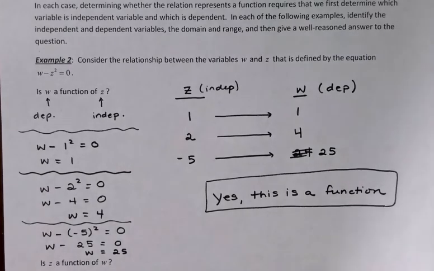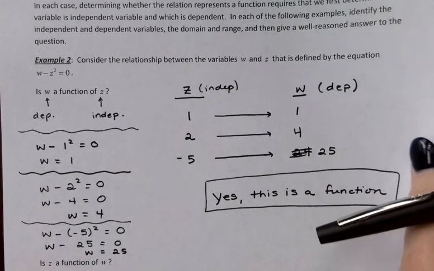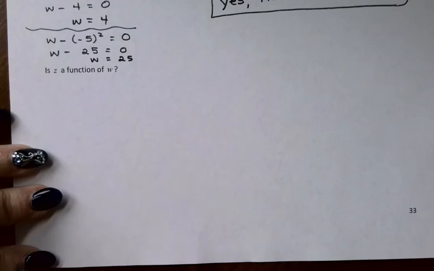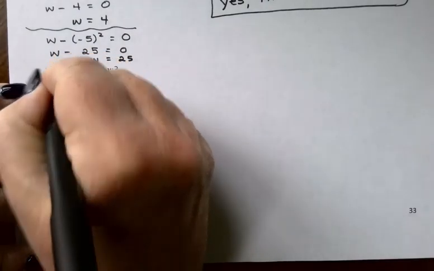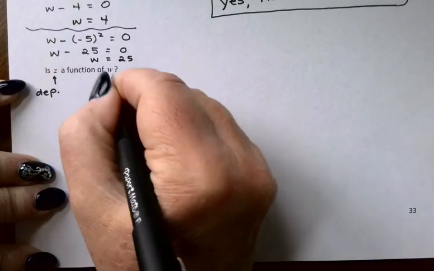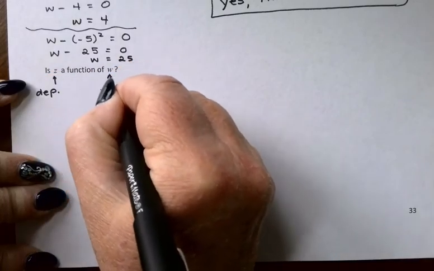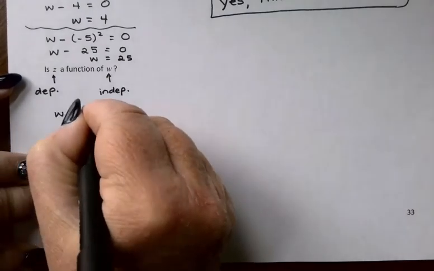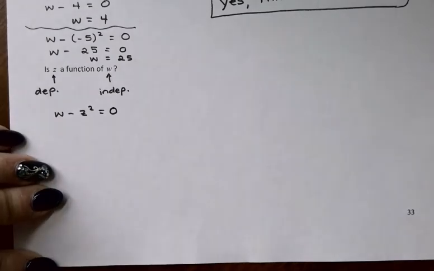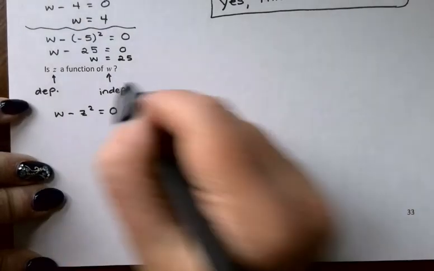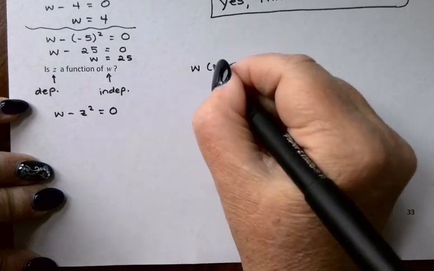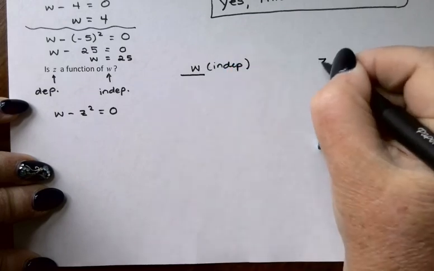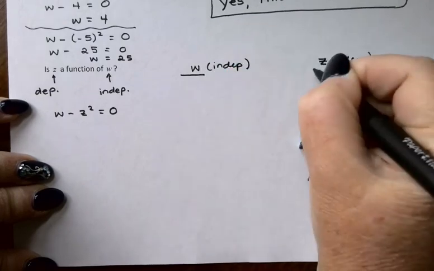All right, same equation, w minus z squared equals 0, but now I want to do it the other way around. I want to ask the question, is z a function of w? So now notice that we're being asked to treat z as the dependent variable and w as the independent variable. I'm just going to rewrite my equation down here so we can see it on the screen. It was w minus z squared equals 0. So let's see. This time I'm going to choose values of w, my independent variable, and then calculate the values of z, my dependent variable.